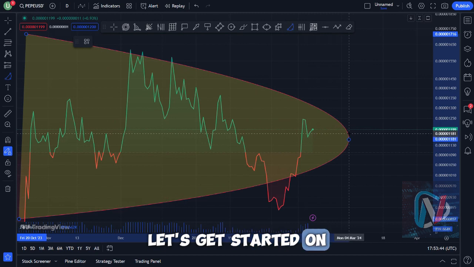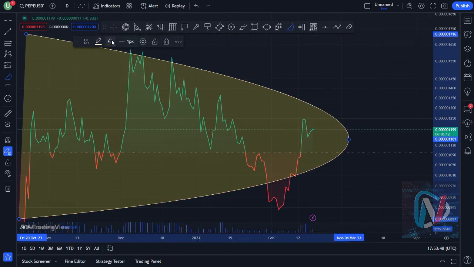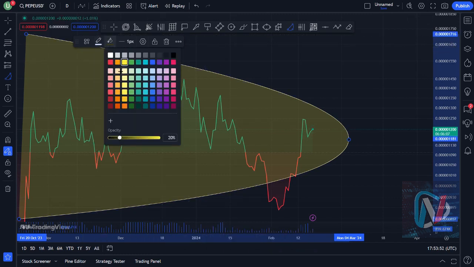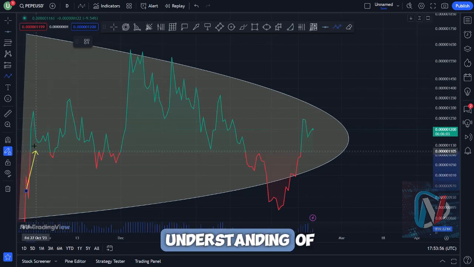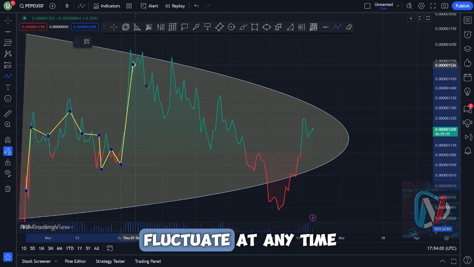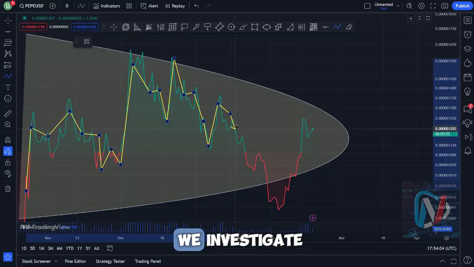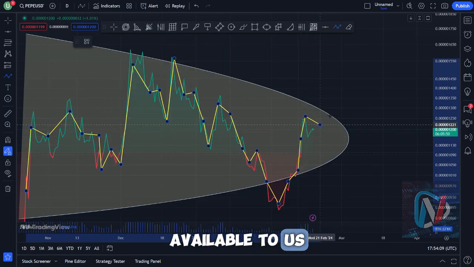Let's get started on our adventure through the intricate and fascinating fabric that is pepecoin. As of February 17, 2024, making it a notable cryptocurrency, it is essential to have a well-rounded understanding of the fact that the market for Bitcoin is always shifting and that prices might fluctuate at any time. In light of this, maintain your interest while we investigate the several fascinating domains that pepecoin makes available to us.